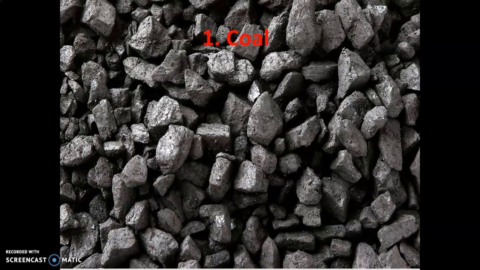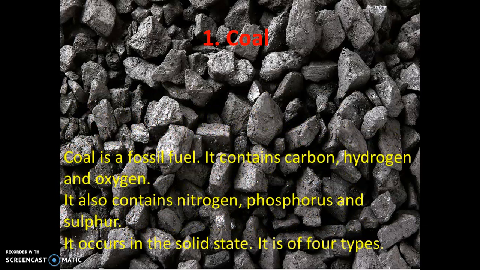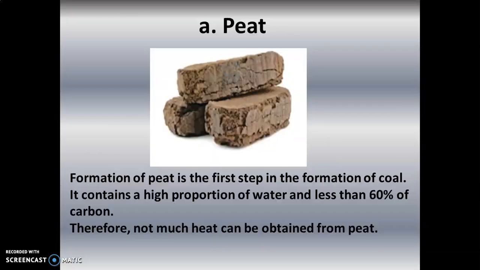So first we will be studying about coal, which we commonly use. It's a fossil fuel. We all know that it's a fossil fuel. It contains carbon, hydrogen and oxygen. It also contains nitrogen, phosphorus and sulfur. It occurs in the solid state. Okay, so you can see that the coal that we use occurs in solid state. But depending upon the percentage of carbon, it is divided into 4 types.